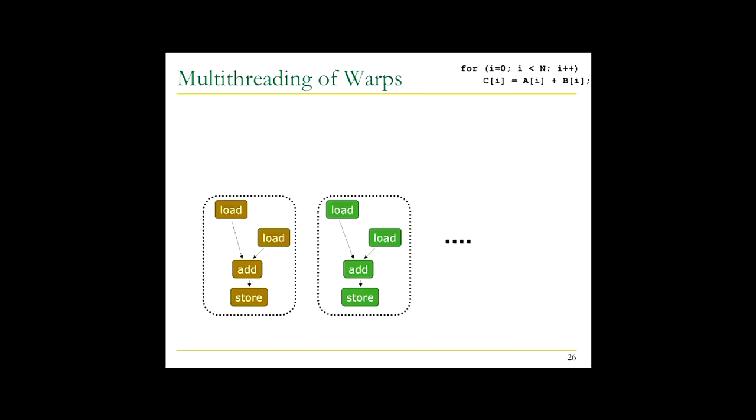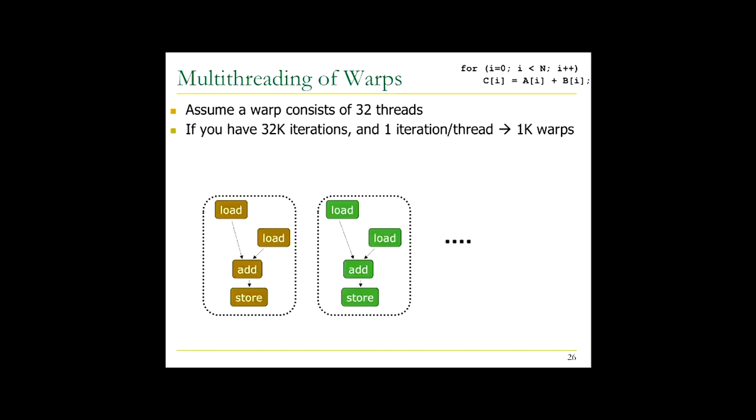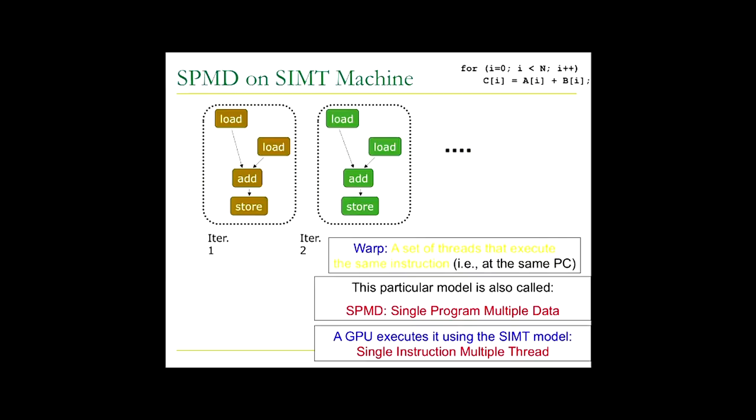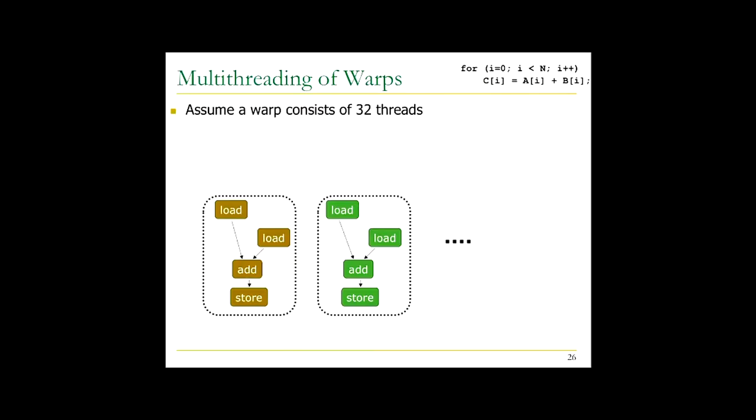Okay. So let's look at the multi-threading of warps. Basically, assume that we have a warp that consists of 32 threads, which means that you have 32 threads that are executing this program. And a warp, if you remember, let's go back actually over here. It's a set of threads that execute the same instruction, right? They're at the same program counter. So we're going to synchronize them together. Basically, you have 32 threads, 32 instructions that are at the same load over here.